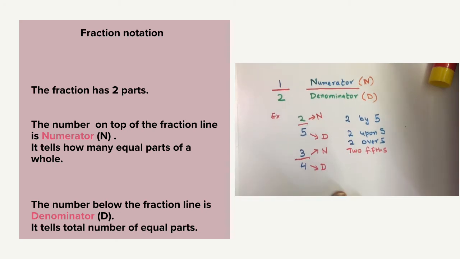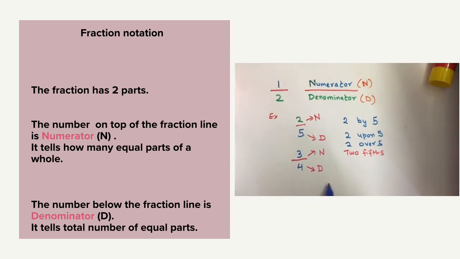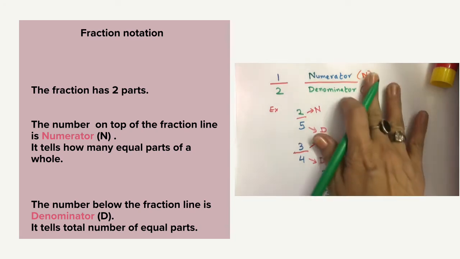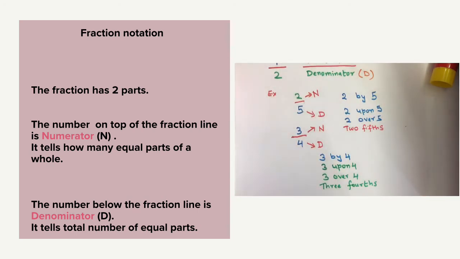Similarly, for this fraction, this would be 3 by 4 or 3 upon 4, 3 over 4, in words 3 fourths. Correct?